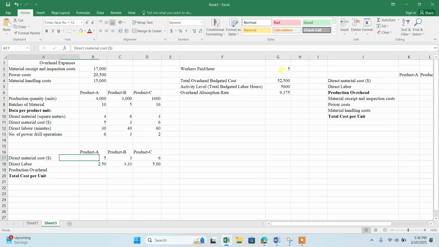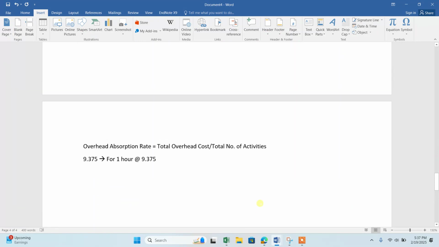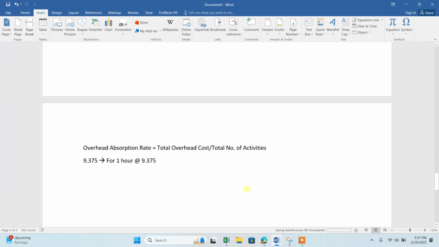Now we have the data of the direct costs, which is direct material and direct labor. But as I told you, the actual task is to learn how to calculate the overhead rate. Now, my dear, we already have the overhead absorption rate, which is 9.375. Again, I'm repeating, it means that for 1 hour, we are paying 9.375.